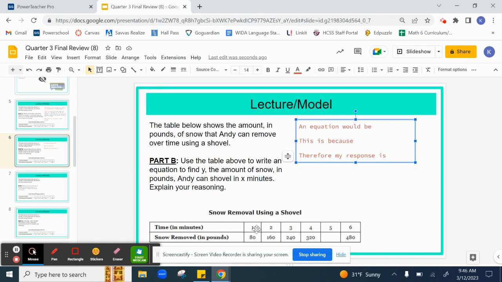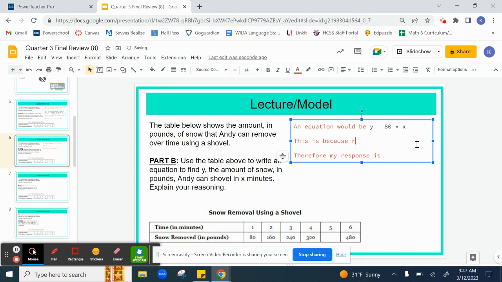All right, so now we need to look here. How am I going from the minutes to the pounds? And if we see here, I am multiplying by 80, because 1 times 80 is 80, 2 times 80 is 160, and so on. So to get the amount of snow, which is y, that's the y variable, as it says in the question, you multiply 80 times the number of minutes, which is x. So the equation would be y equals 80 times x.